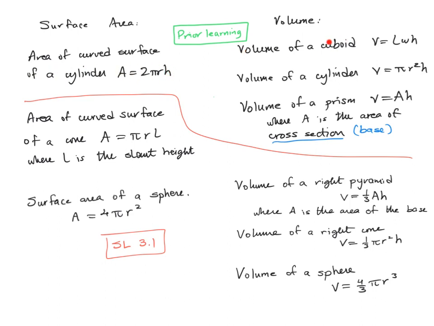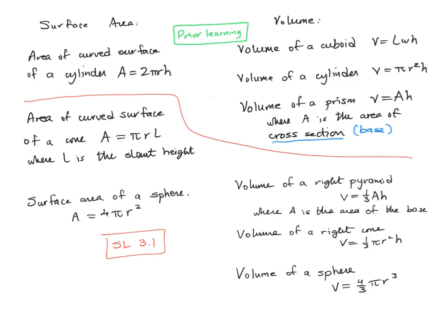Then they talk about the volume of a cuboid, which you would just call a box, length times width times height, the volume of a cylinder, pi r squared h, the volume of a prism, volume equals A times h. A is the area, what they call a cross section, but I would call it the area of the base, times the height. So those formulas are all in the prior learning section.